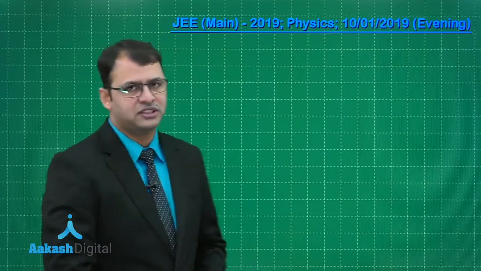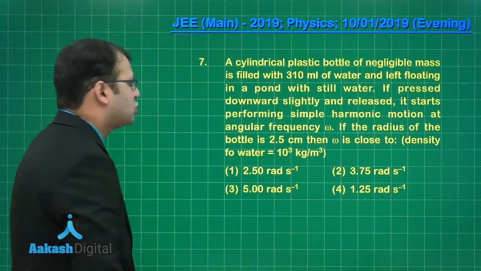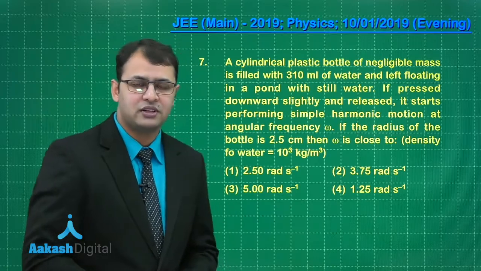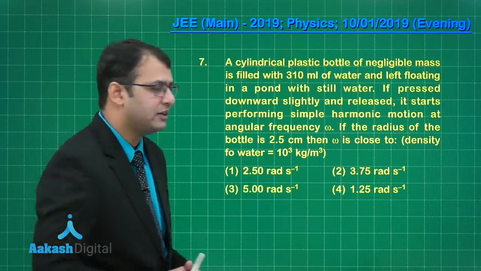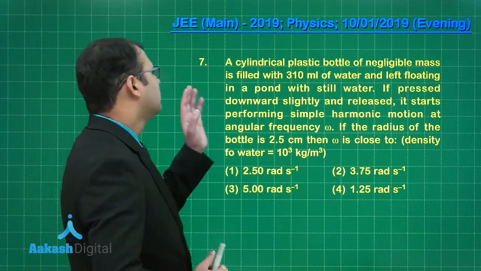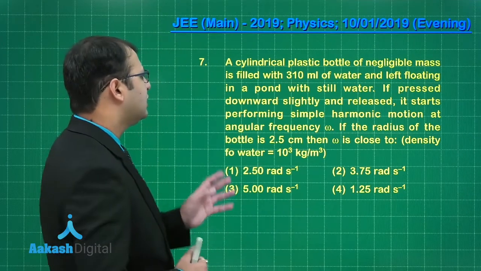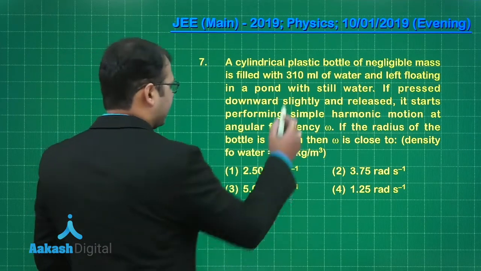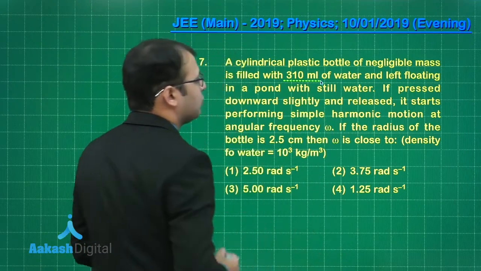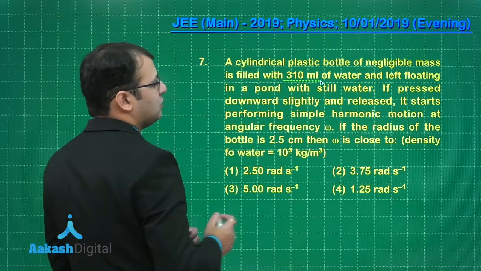Let's start with question number 7. Now, this question belongs to the section of oscillation and waves and application of buoyancy, right? Let's see what the question says. A cylindrical plastic bottle of negligible mass of 310 ml is given to you and left floating in a pond with still water.